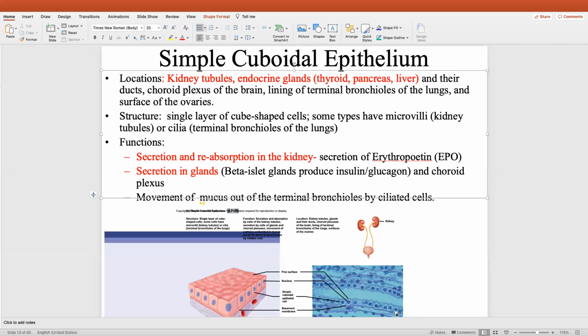How can you tell simple cuboidal? It's just how large the nucleus is. Nice, huge, round nucleus. Looks like a beach ball, right? It almost covers up all of the cell. See how much of that cell is covered by the nucleus? That's how you can tell simple cuboidal epithelium. You're looking for nice, big, round nuclei that make up about 3/4 of the cell. It takes up 3/4 of the cell.